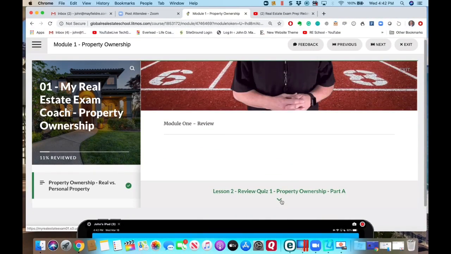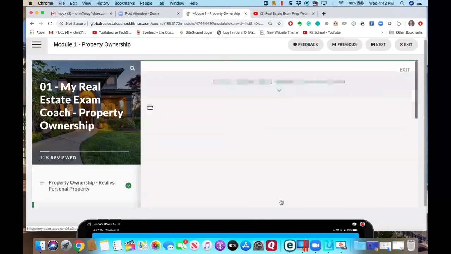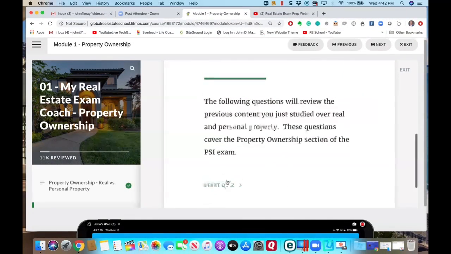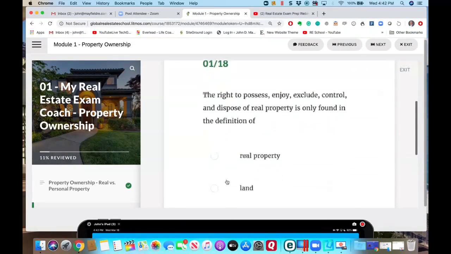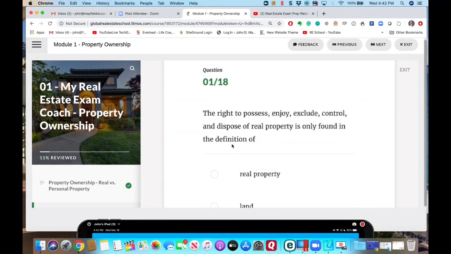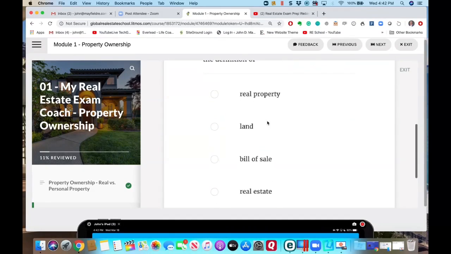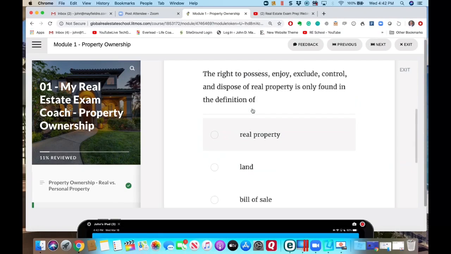And so now we're going to go over to some quiz questions here. I'm adding more and more questions as we go through. All of these questions, I'm not going to go through with you right now, but the right to possess, enjoy, exclude, control, dispose of real property is found only in the definition of, well, see, that's how they could ask you these questions here.